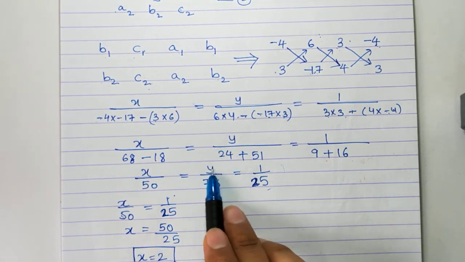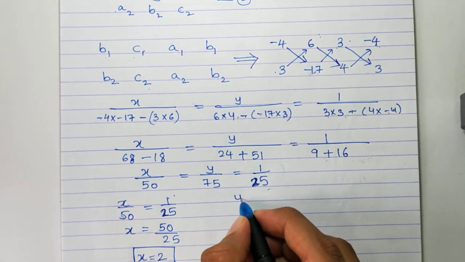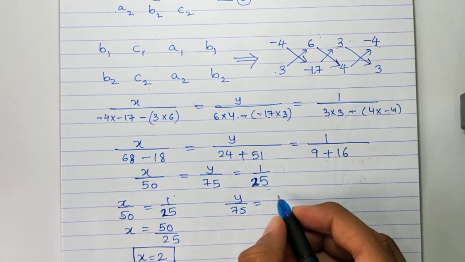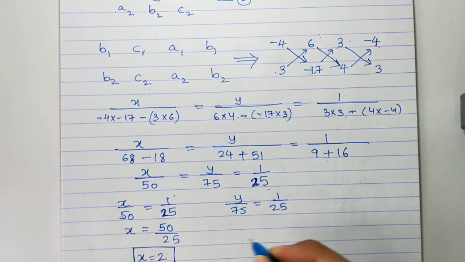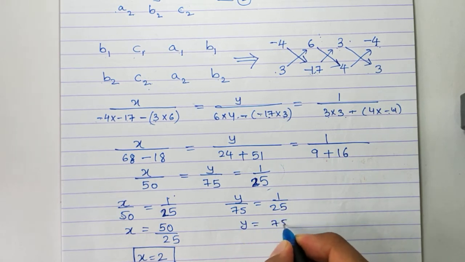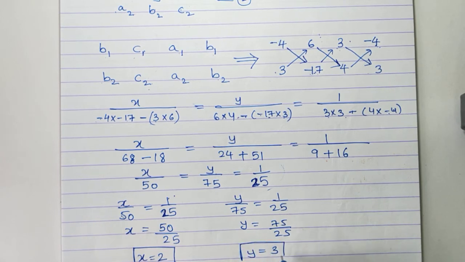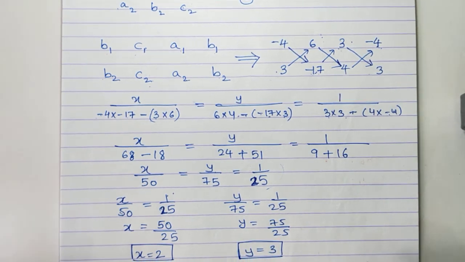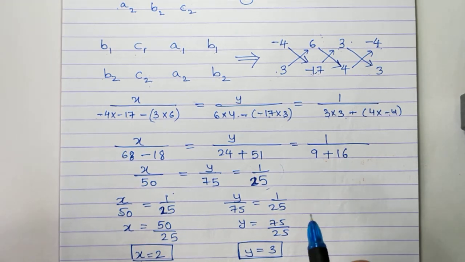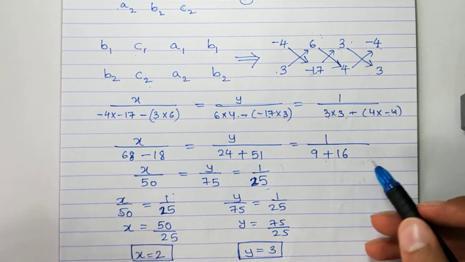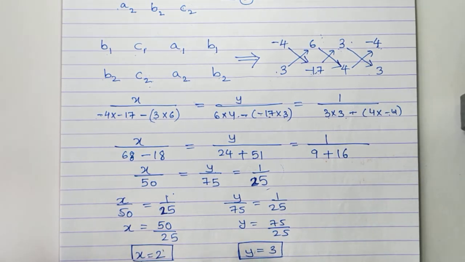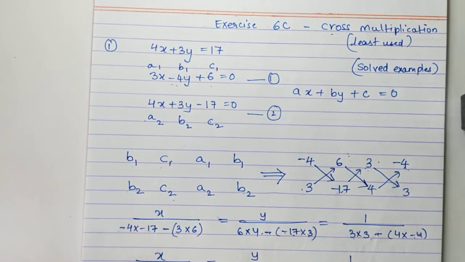Okay, now I will equate these two. So y upon 75 equals 1 upon 25. So y is 75 upon 25, that is 3. See, कुछ अलग तरीके से ही आपको आंसर आ गया. x is 2 and y is 3. Okay, even if you solve the same questions with simultaneous equation method, equating coefficients, you will get the same answer. Okay, so this is how we had to do this sum.